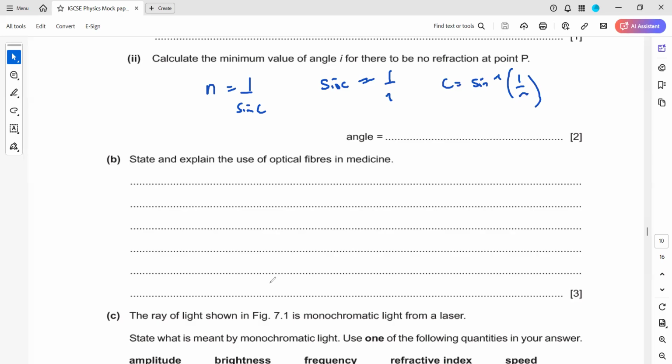The refractive index is given. The refractive index is 1.4. So c is equal to sine inverse of 1 divided by 1.4. Take the sine inverse of this number, and we'll get the critical angle, that is 46 degrees.